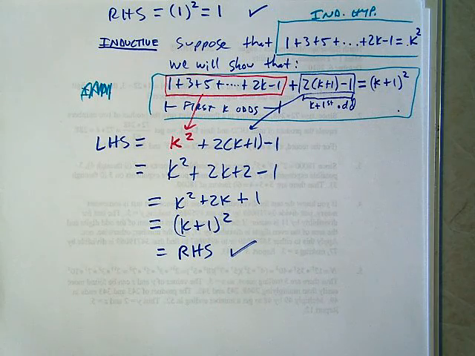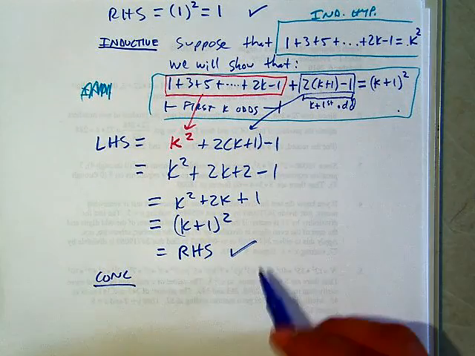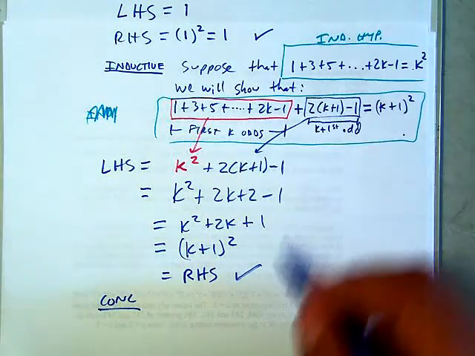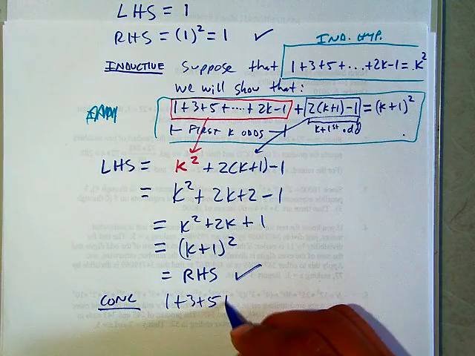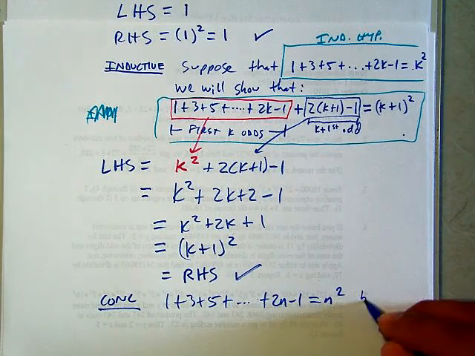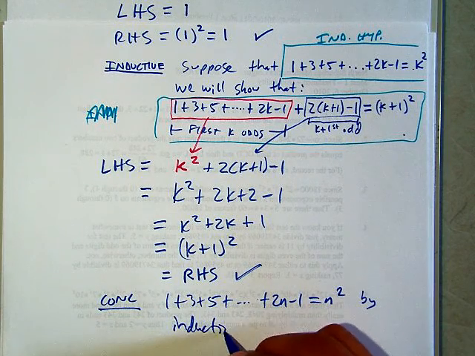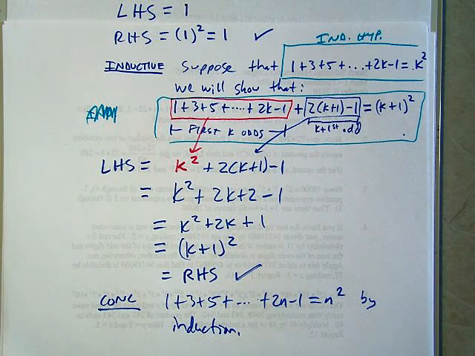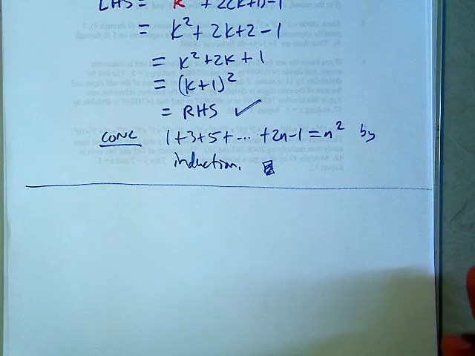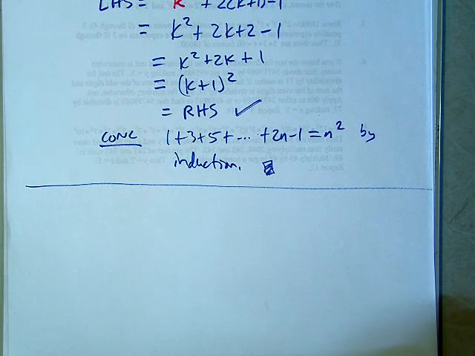Okay? So we're on now to step 3, which is the conclusion. In the conclusion, you're just going to rewrite the original statement because we've established from this inductive step now that 1 plus 3 plus 5 plus 2n minus 1 definitely is n squared by induction. Okay. Are there any questions on that?